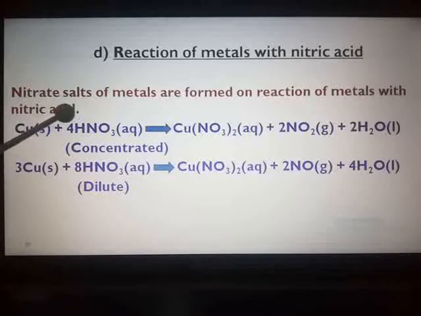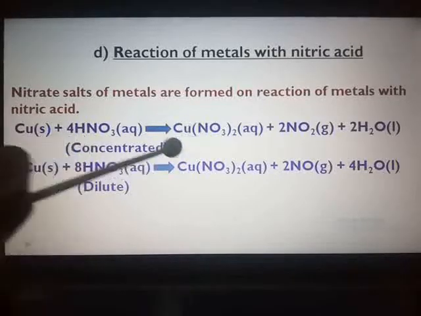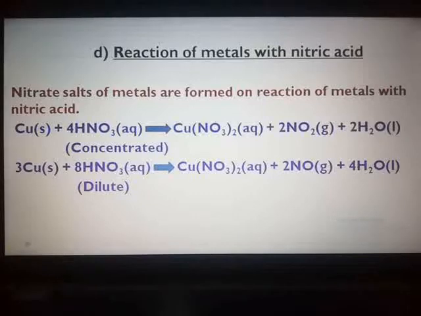See the balancing carefully. In the exam, when you are told to write the reaction of metal with nitric acid, then you have to write for both. One is in the case of concentrated and one with dilute. The balancing is different in both the cases. Next topic, that is reaction of metals with salts of other metals. That topic they have removed from the syllabus.